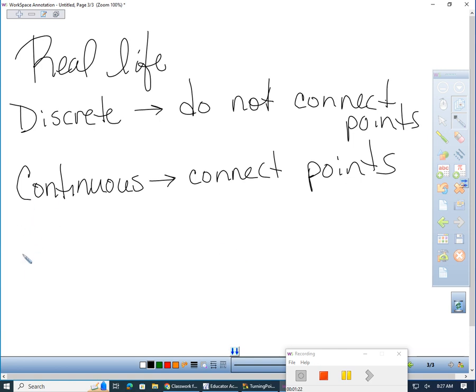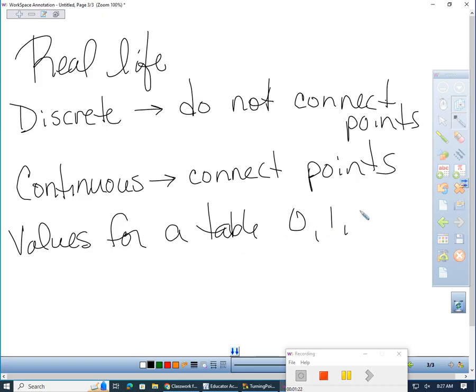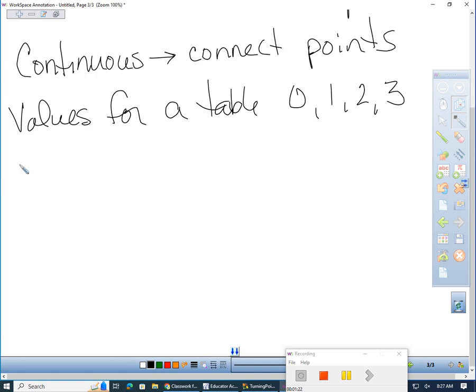And the values for a table would be 0, 1, 2, and 3. Okay? Because we're talking about real life. The chances of us going negative or back in time don't make any sense, right? Anyway. All right, so here is an example.